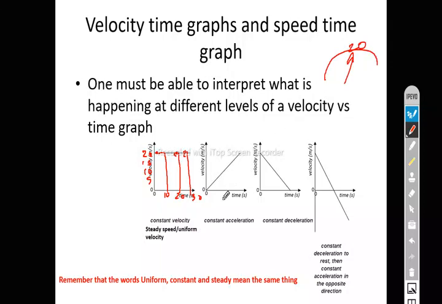Now suppose we see a slope like that. What does that mean? A slope like that, perfectly from the origin going up. What does that mean? Constant acceleration. And what that means in terms of acceleration is, speeding up little by little.